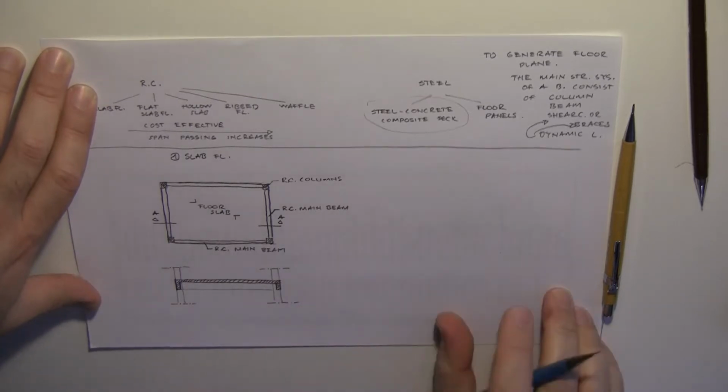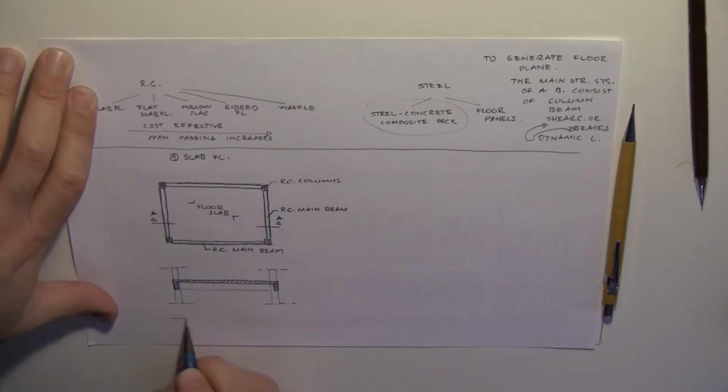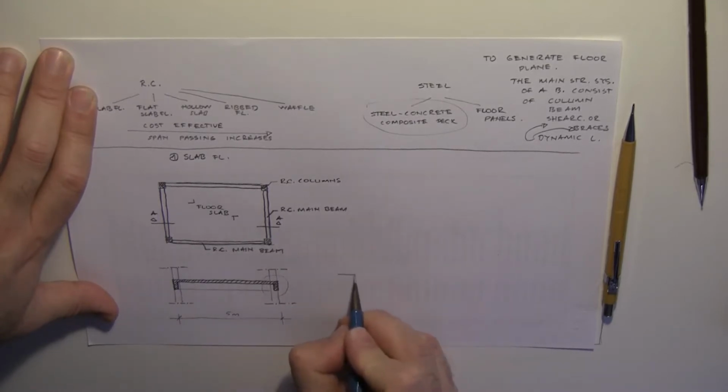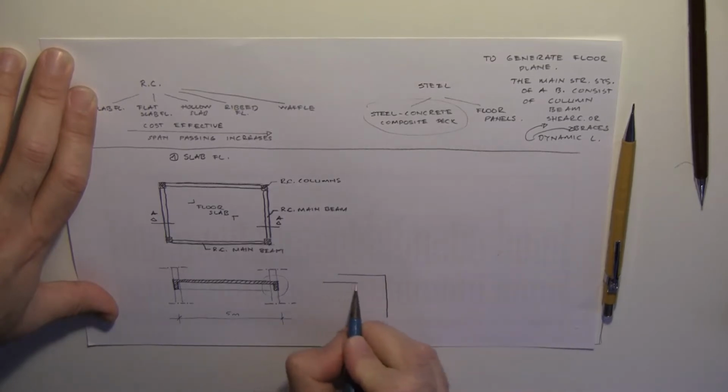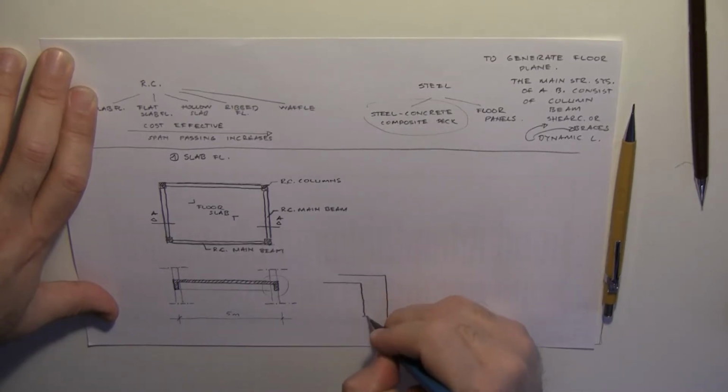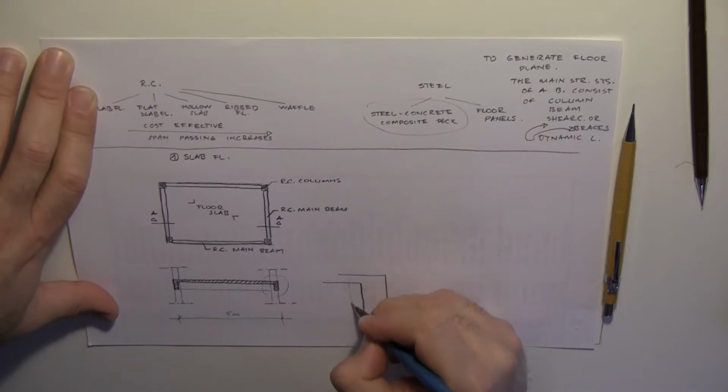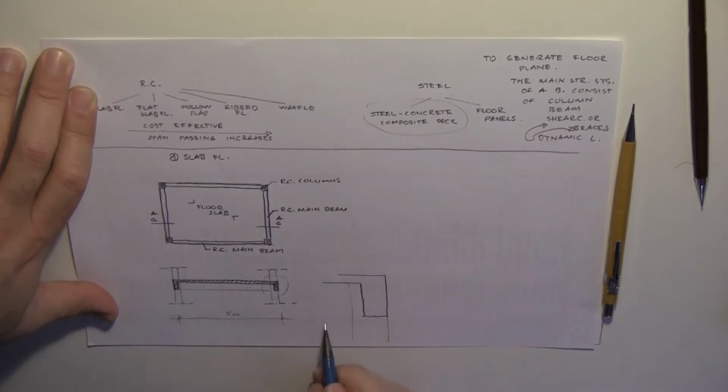Okay, and this is our first floor type. It is very cost effective for spans up to 5 meters. Let's draw a detail of this part in a larger scale. So we have a beam like this, and this is the column in the background, and that's the beam in the background.